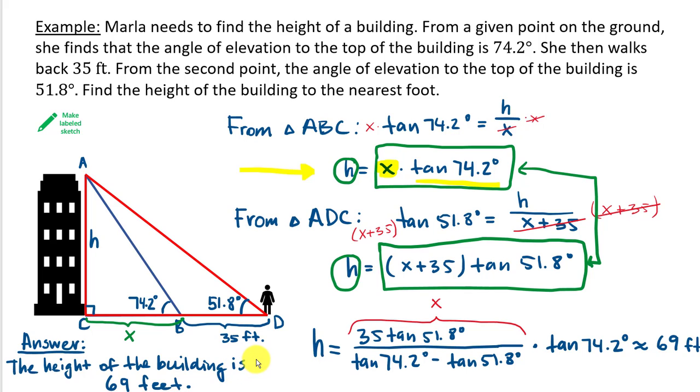So that's how you solve this kind of problem where you have to introduce an additional variable, and that happens when you don't have enough information on the triangle to solve it.